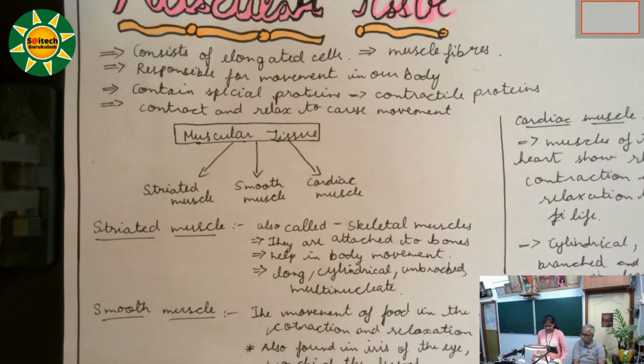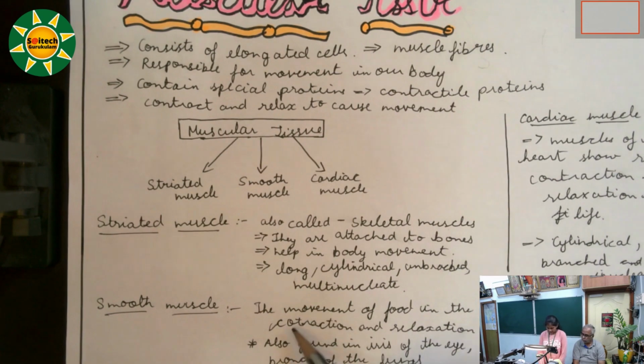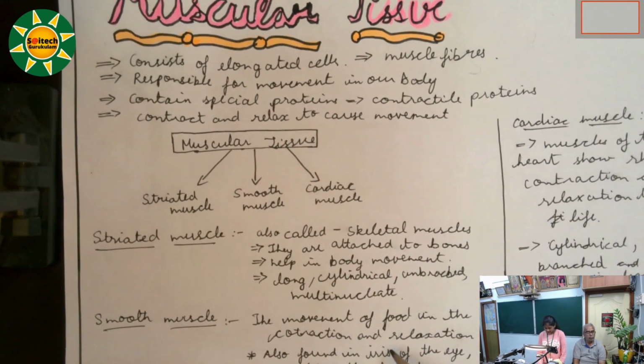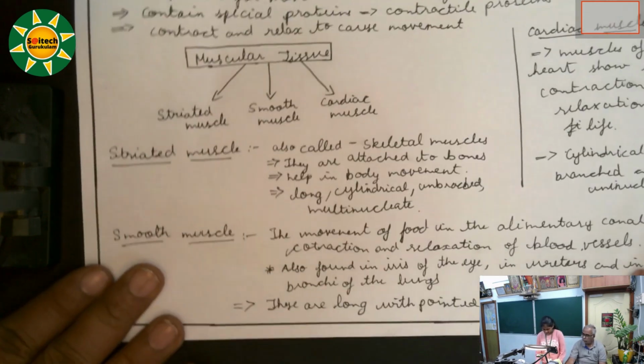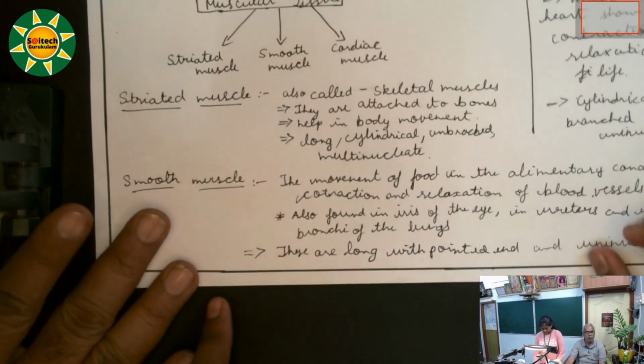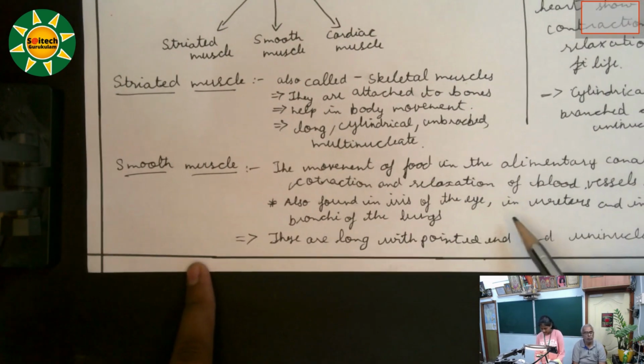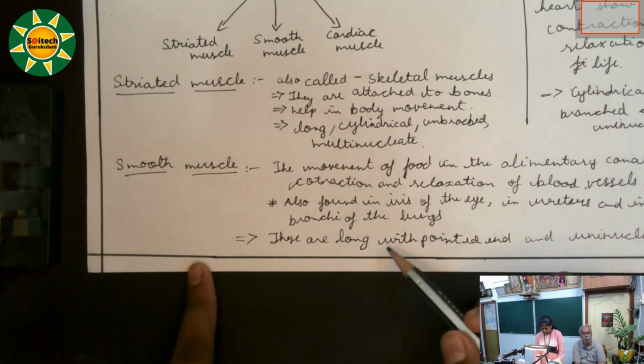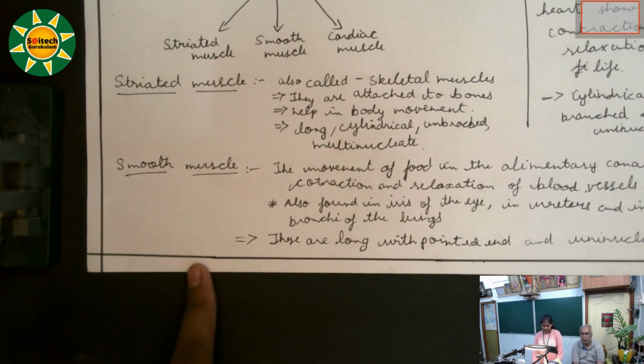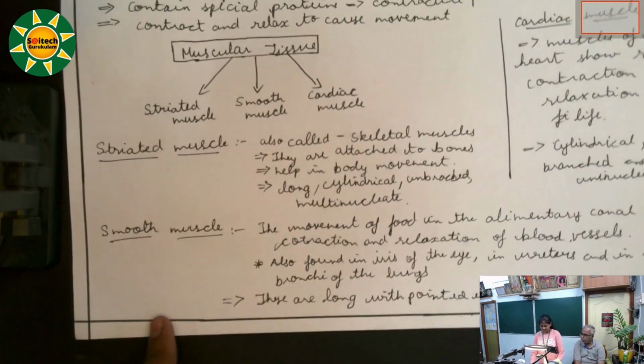Next, smooth muscle. The movement of food in the alimentary canal or the contraction and relaxation of blood vessels is the work of smooth muscle. It is also found in the iris of the eye, in ureters, and in the bronchi of the lungs. These are long with pointed ends and uninucleate. Uninuclear means single nucleus.